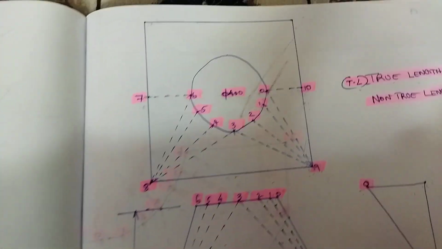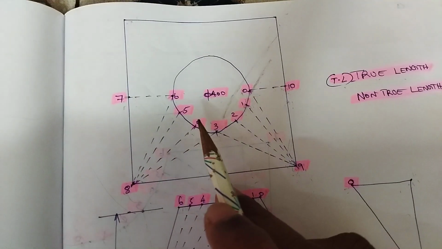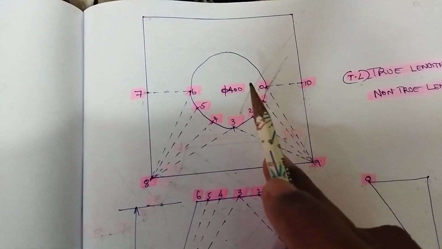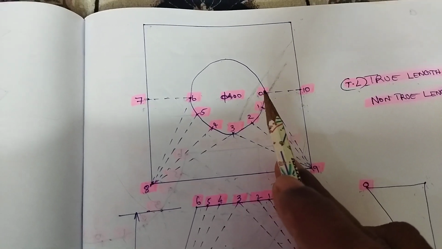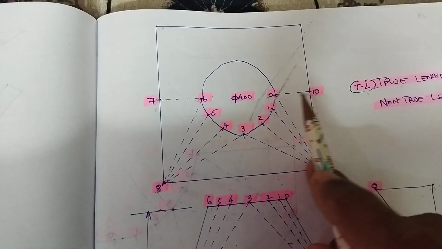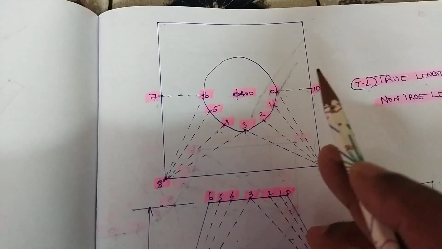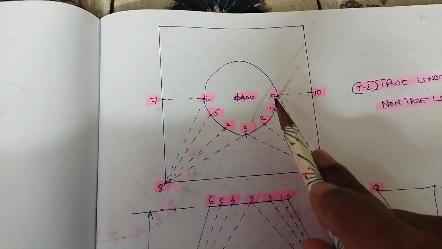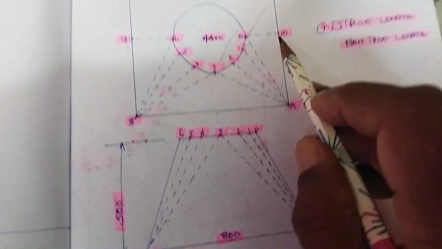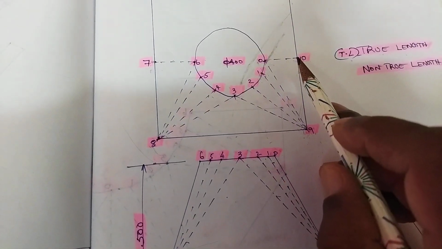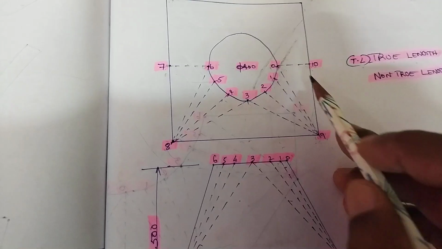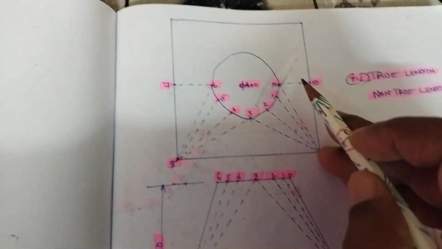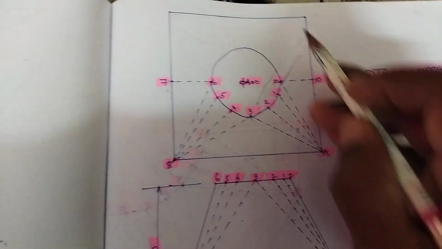Okay. First of all, remember, we have to find out the true length of one measurement. We shall start our development from here. Anywhere we can start, but now I teach you to start from here. If we start from here, we will draw from here to here. If we draw from here to here, at the same time we have to draw from here to here also.